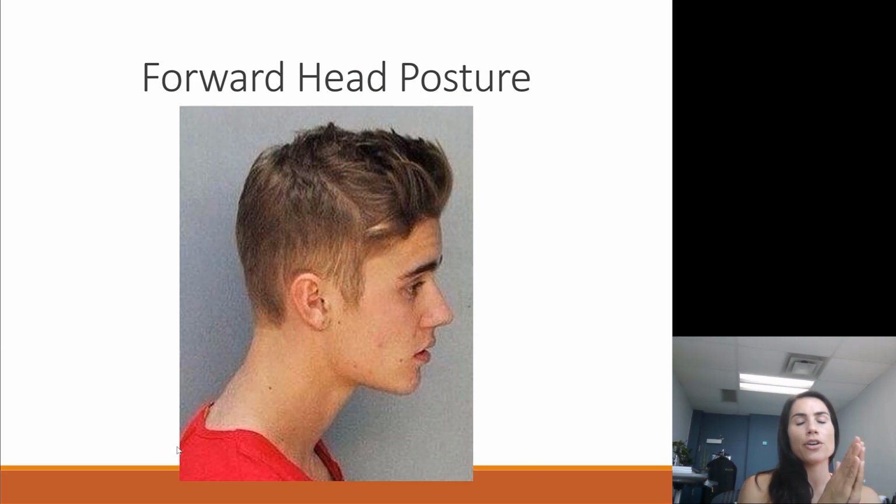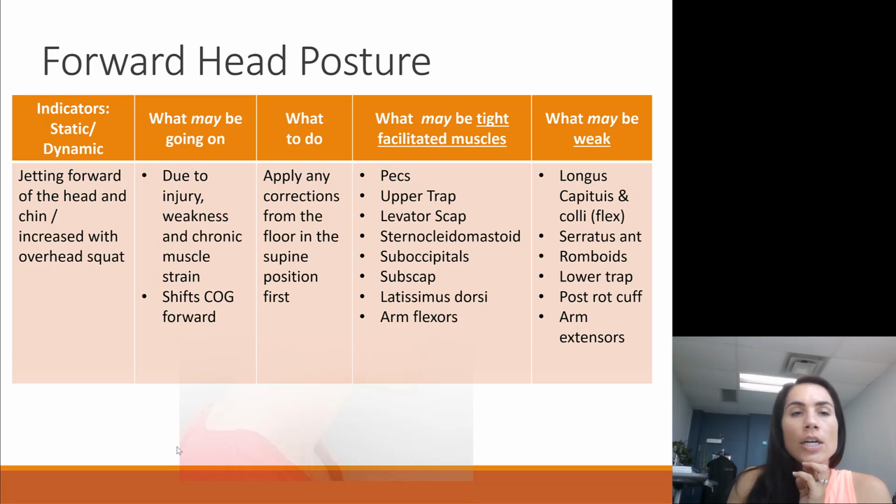So now let's go into that third most common postural deviation, that is forward head tilt. Nice little photo here, but you see a forward head tilt. This is actually not uncommon in individuals, even young individuals. So let's look at what might potentially be happening. Some indicators are you have this jutting forward of the head and chin, and that tends to happen more so with the overhead squat. So if you're having your client go through these basic movement patterns during an overhead squat, look for that forward head, not just tilt, but kind of just jutting forward.